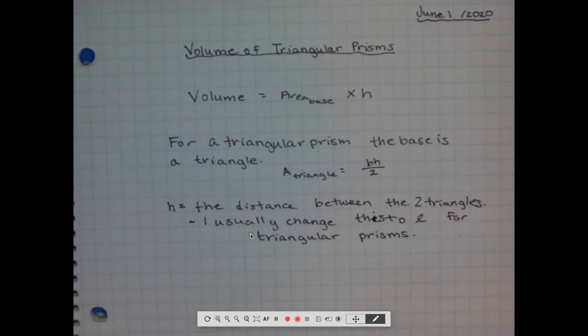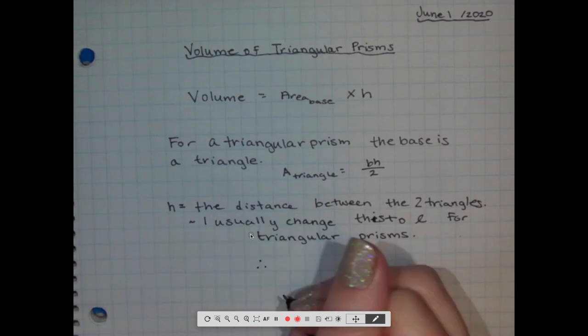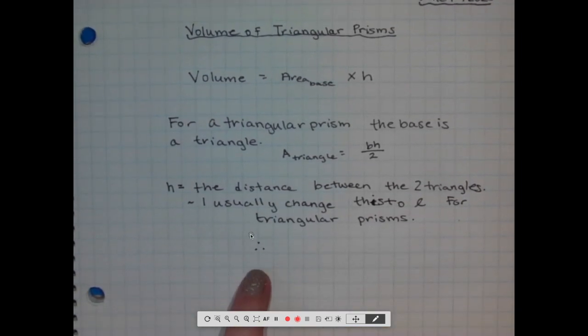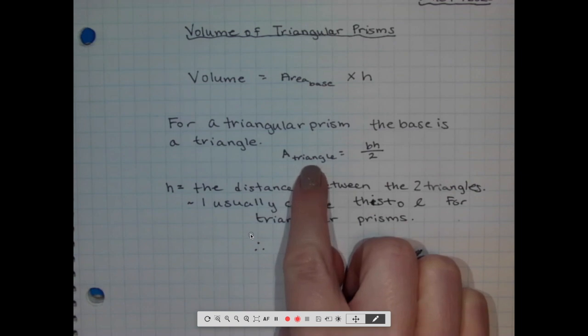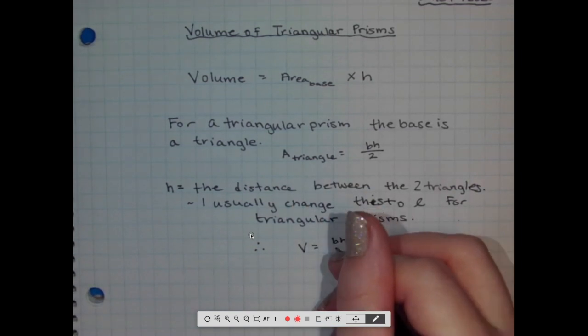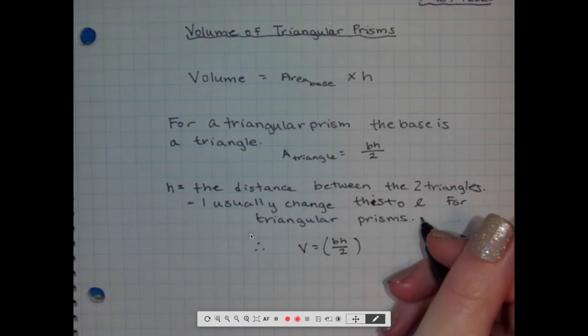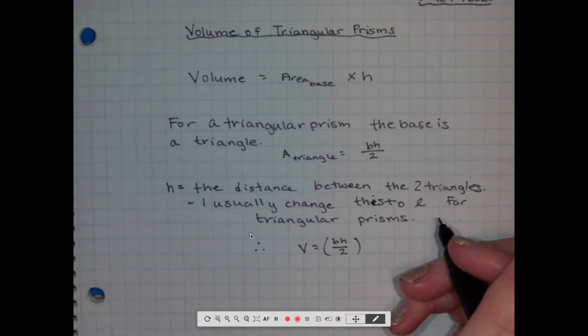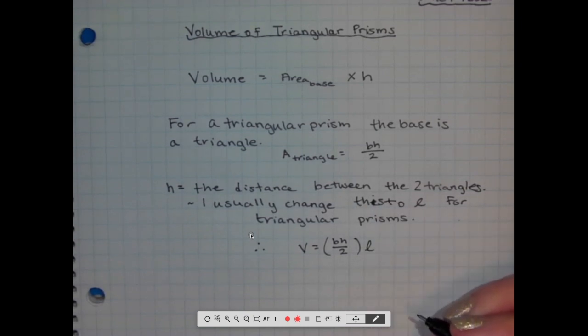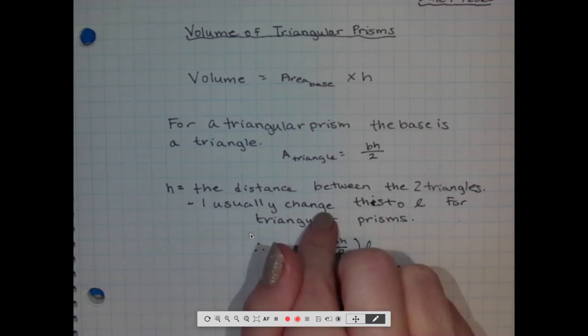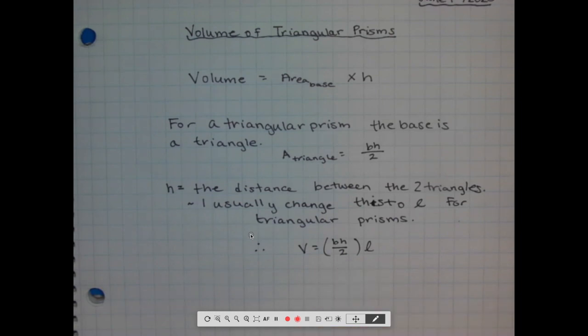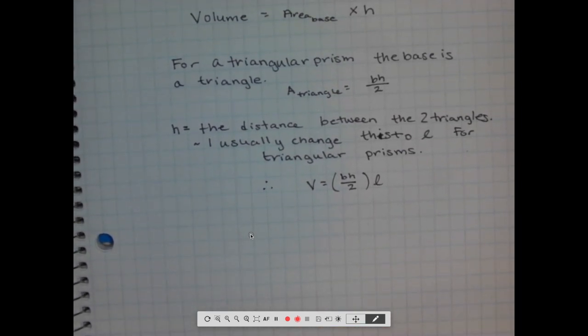So what this ends up meaning, therefore, and this is a really shorthand way of writing therefore, it's much quicker. My volume, if it's going to be the area of the base, it's going to be base times height divided by 2. And this will then be multiplied by the height of the prism, or what I call length. Some teachers, you might see a slightly different formula for this. This is just how I always use it and explain it. They'll all do the same thing, just might be a different way of explaining it.